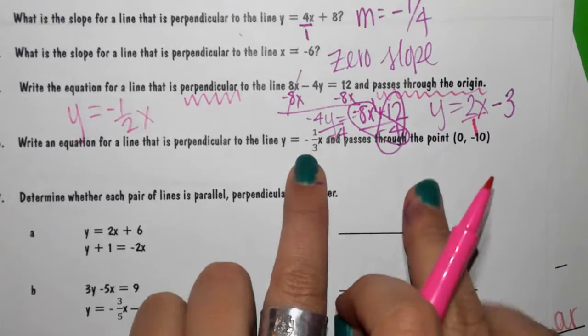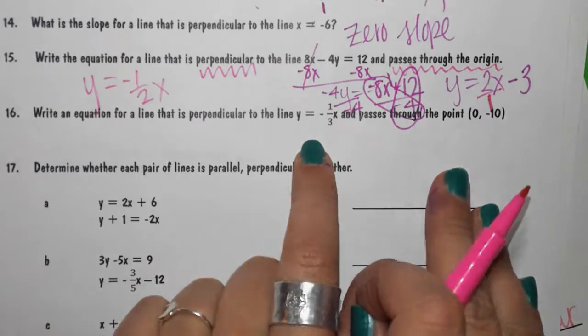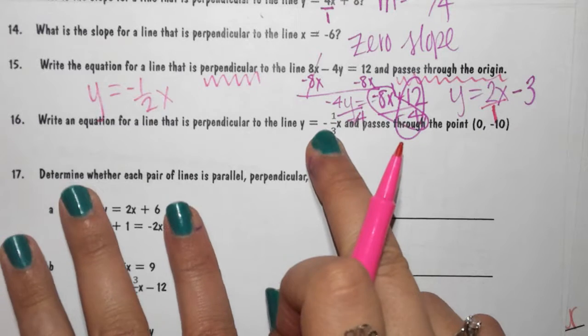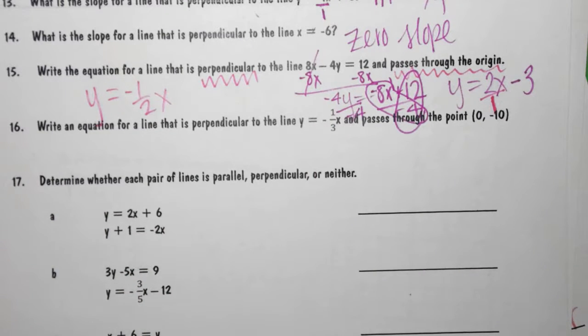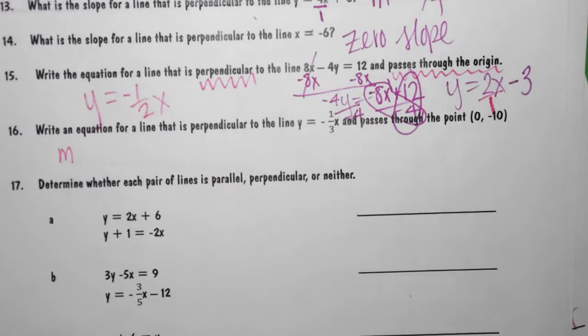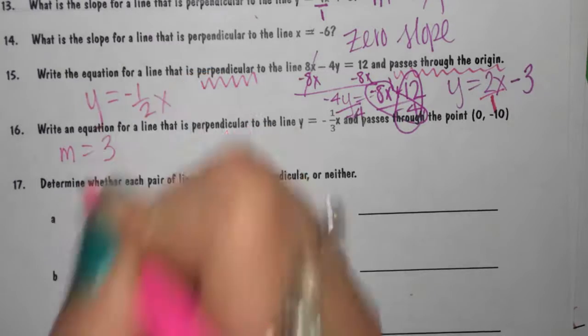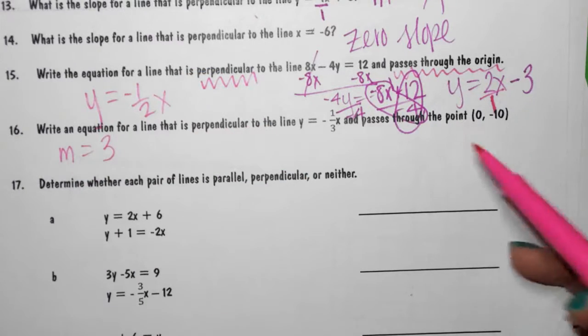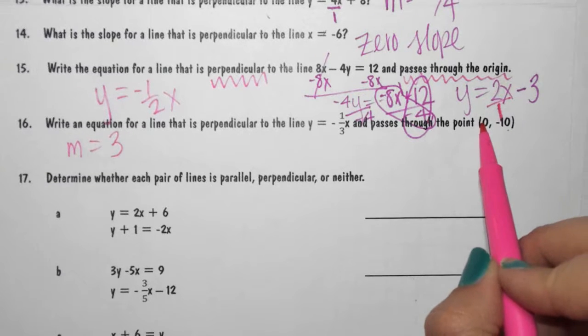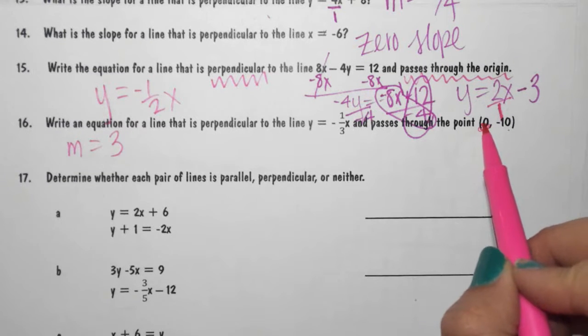Alright, now we're going to look at 16. What is the perpendicular slope going to be? What's our slope here? Negative 1/3. So what would the perpendicular slope be? Positive 3. Where'd you get positive 3 from? You flip it. Yes, flip it upside down, change the sign, so m equals 3. Now, it passes through 0, negative 10. Remember, our y-intercept has an x value of 0. Does this have an x value of 0?